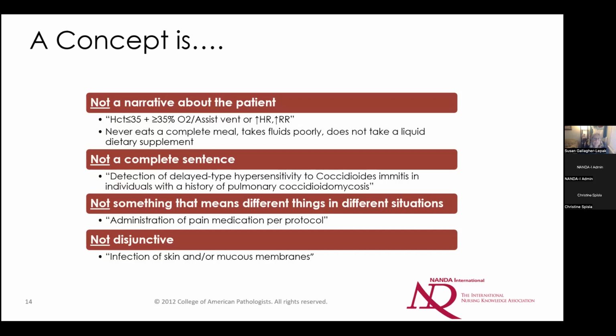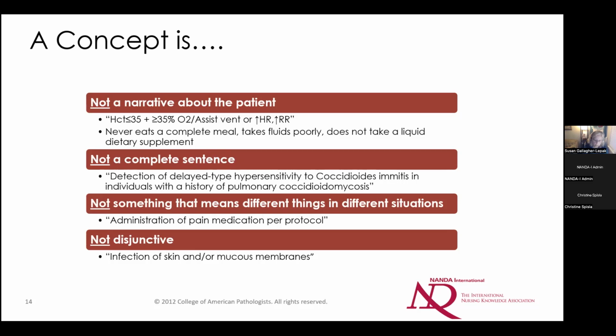And that's very important. So a concept is not a narrative about the patient. So if we look at our first example, we're talking about the patient status. But my second example here is something that I've pulled from one of the skin assessments, the validated skin assessments, that someone never eats a meal, takes fluid poorly, and does not take a liquid supplement. Those are three separate ideas that have been put together in one term, one thought idea. So this is not a concept. This is a story about the patient. And a concept is not a complete sentence.